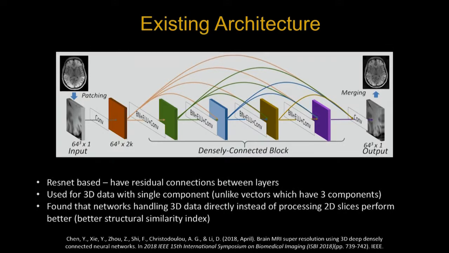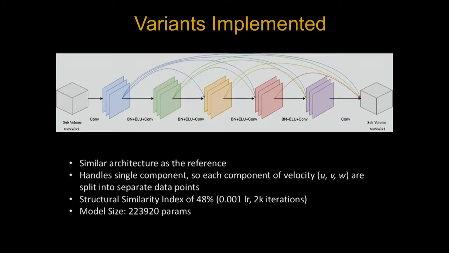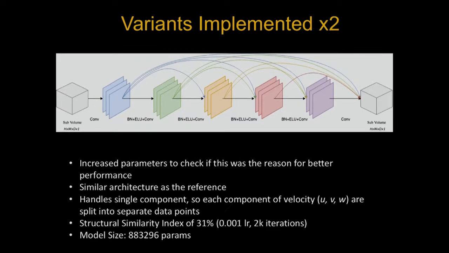One thing to note is that their 3D data just has one component per voxel, which is the intensity. But for us, we have 3 components for the velocity, U, V, and W. So to make it work, we split the components into 3 parts, tripling the dataset size, and then we pass it through the network separately. And we see that we get 48% structural similarity. And so next, we do what all deep learning practitioners do, increase the size of the parameters and see what happens.